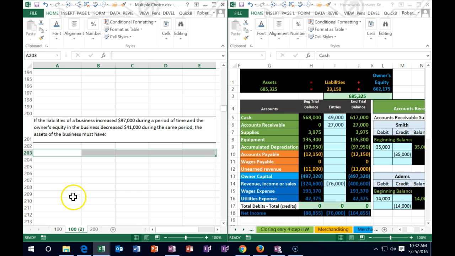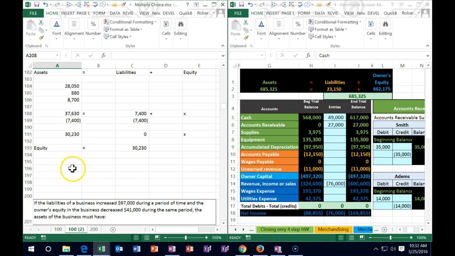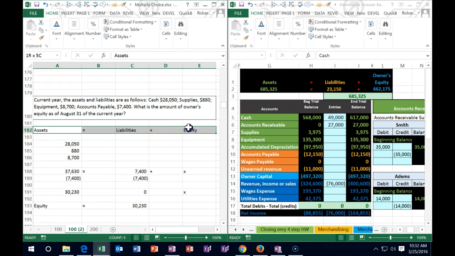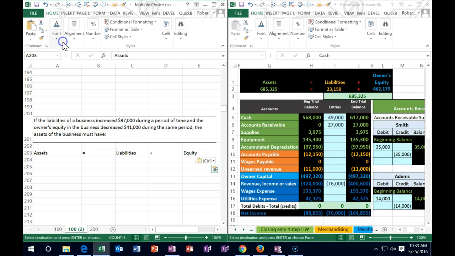So now we're going to work another problem with the accounting equation. We're going to say if the liabilities of a business increase 97,000 during the period of time and the owner's equity in the business decreases by 41,000 during the same period, the assets of the business must have. So note we're talking about increases and decreases, but once again it's an accounting equation problem. So we'll just take our accounting equation up here. I'm just going to copy the accounting equation. We'll bring that down here. I'm going to paste that, and that's what we'll start with.